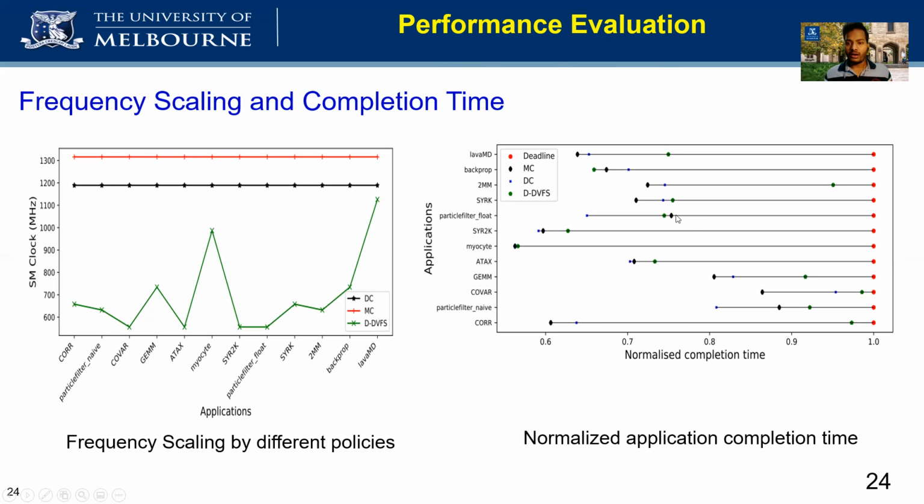To see how it is performing with respect to the deadline, this is a graph with normalized time. The red dots are deadlines, the green ones are the completion times of our DDVFS, the blue ones are the completion times of default clock, and the black one is the completion time of max clock. As we can see, the DDVFS approach finishes its application execution well before the deadline, and in some cases well before the max clock, which is a surprising result in our case, which shows that not all applications will perform better if we just increase the clocks. Some applications perform better even at the lower clock based on their resource usage characteristics.